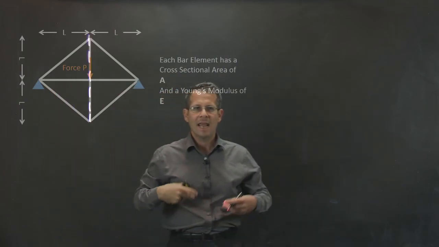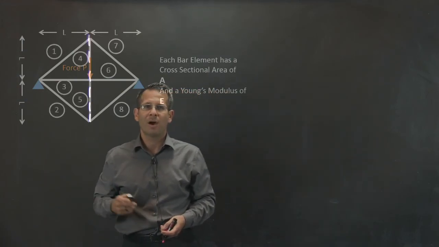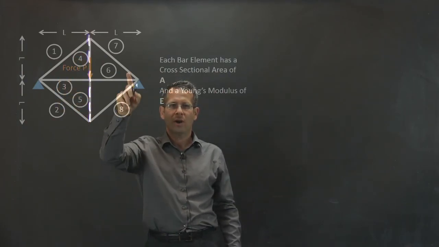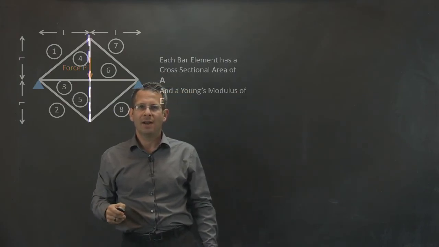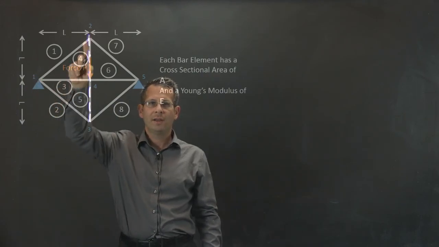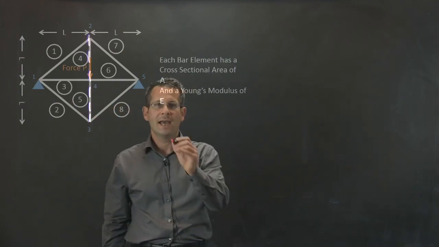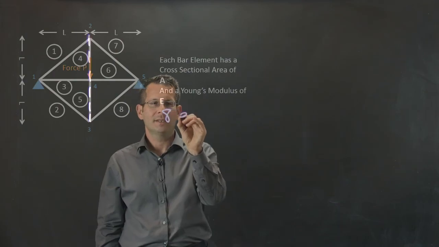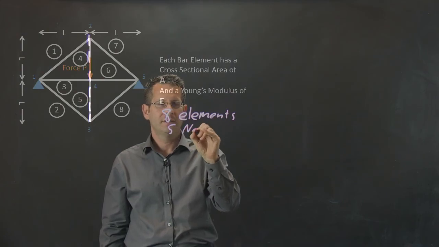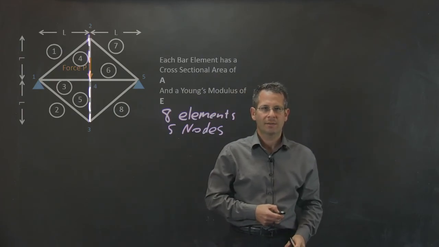And if I was going to take this problem and apply a finite element analysis to it, I'd probably start by discretizing. I'd discretize and number all 8 bar elements. And I'd also label my nodes. Node number 1, 2 is up here, 3 is down here, here's 4, and here's 5. So again, we have 8 elements and 5 nodes.